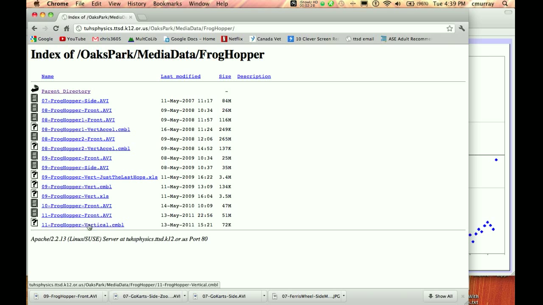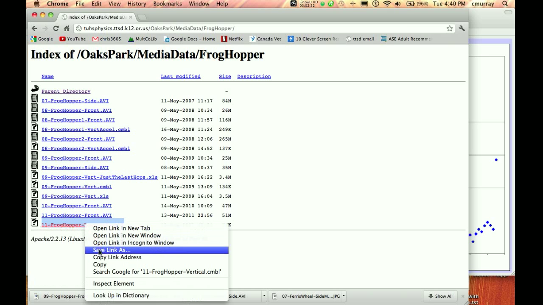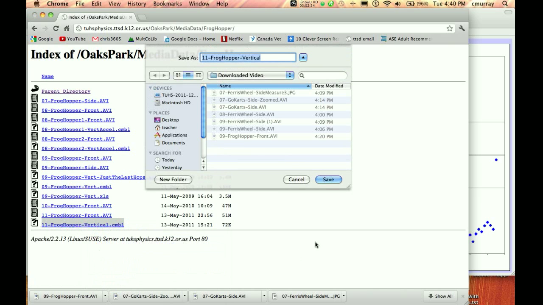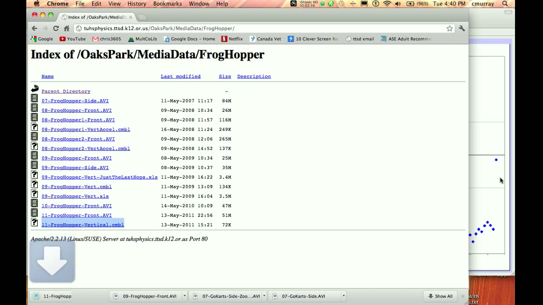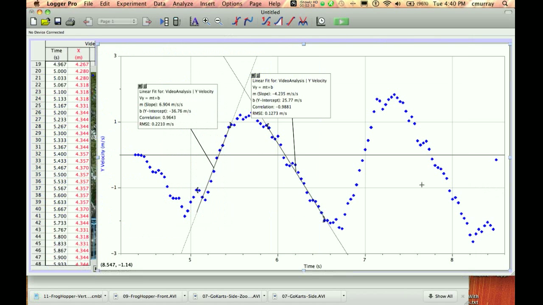So here's a vertical one from 2011, right? I'm going to go boom, save link as, put it right in there. Okay, and then another thing I can do, so I've got this, actually, I don't want to go away from this. I'll show you that in the end. Okay, so here are those slopes.